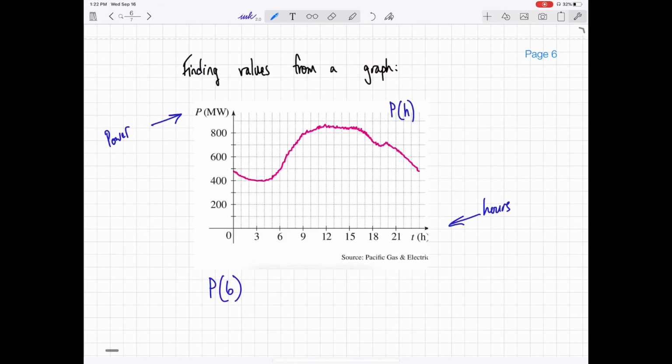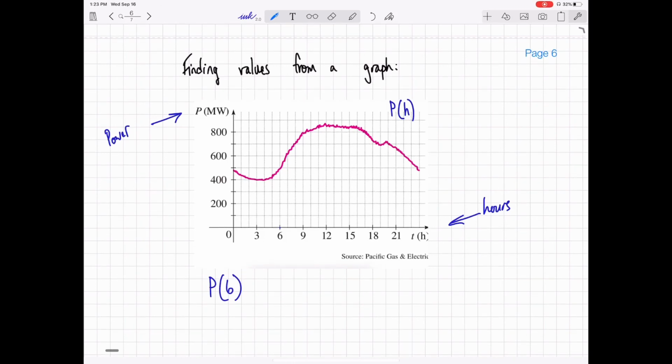all you will do is go to hour 6, which is right here, and go up to where your line is, and that looks like it's at about 500. Okay, if we just do that a couple of times, let's go p of 12. We go up to our graph, and that looks like it's probably at 850. So some of the problems will ask you to pull values from a graph, so that's all that's doing.